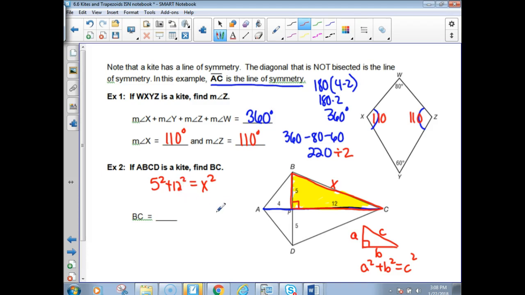You just type that part on your calculator. You get 169 equals X squared. You take the square root of 169 to get X. Or to take the square root of both sides is what you're technically doing. And you should get 13.